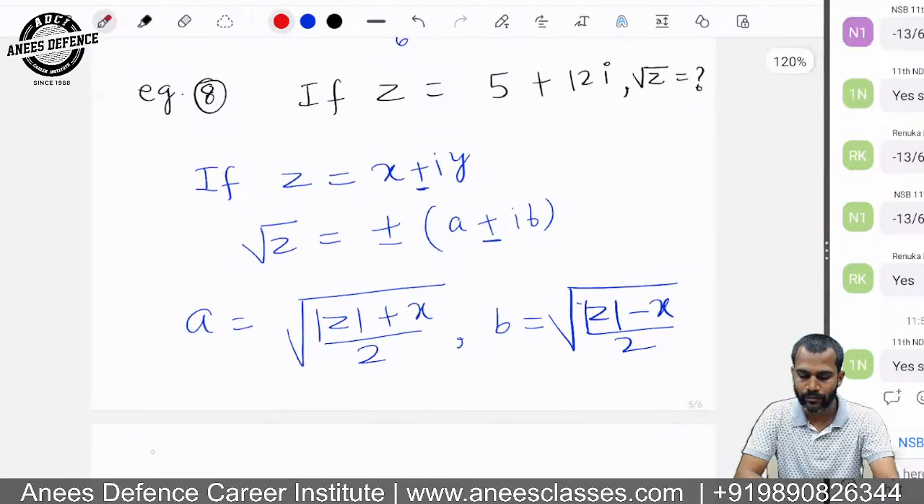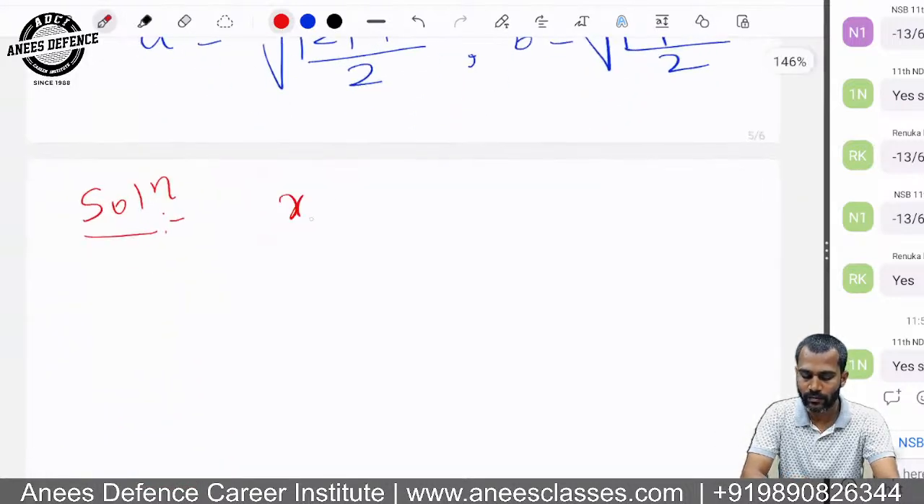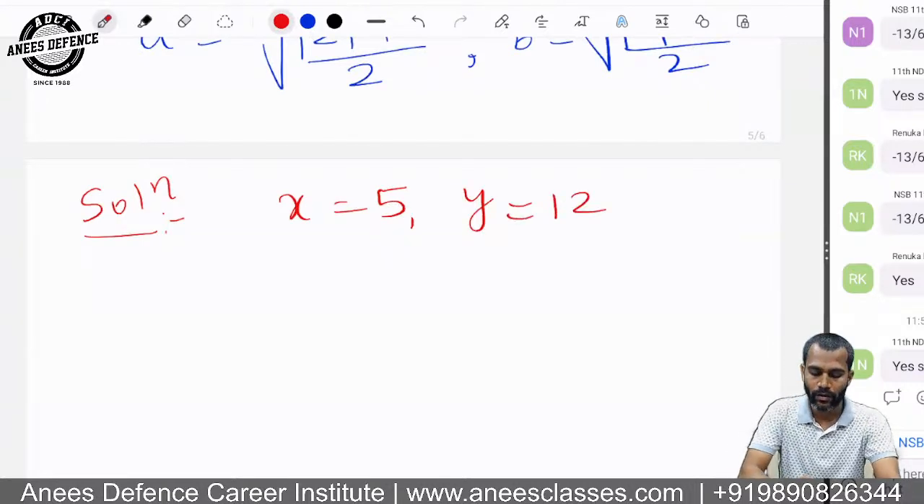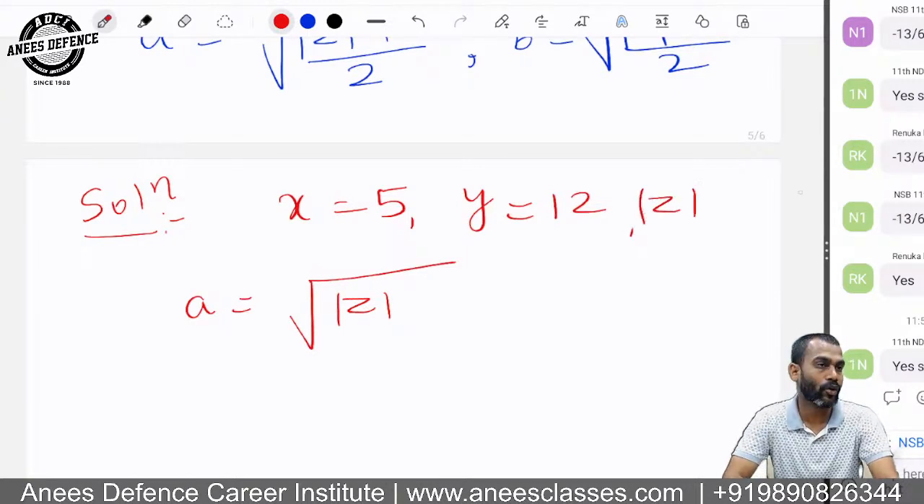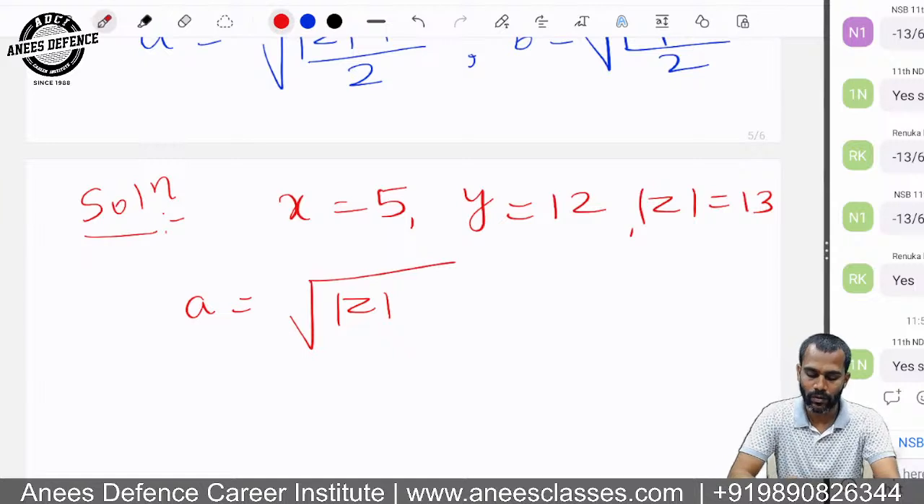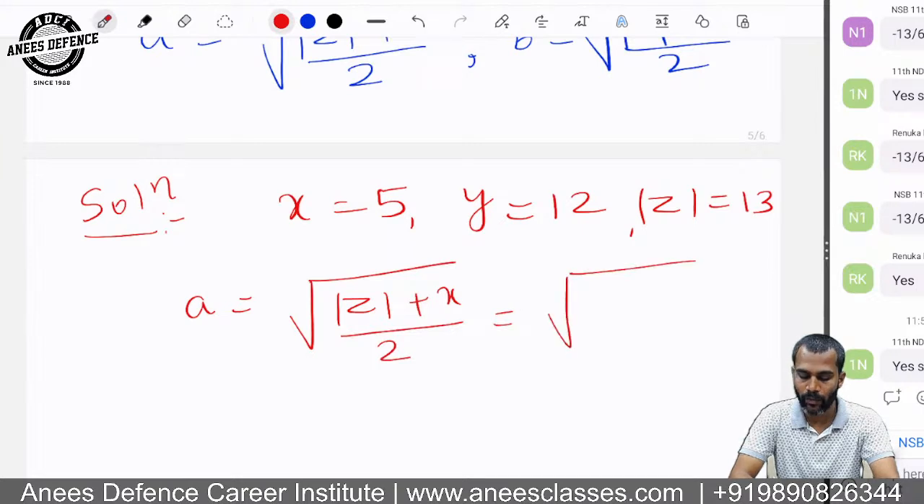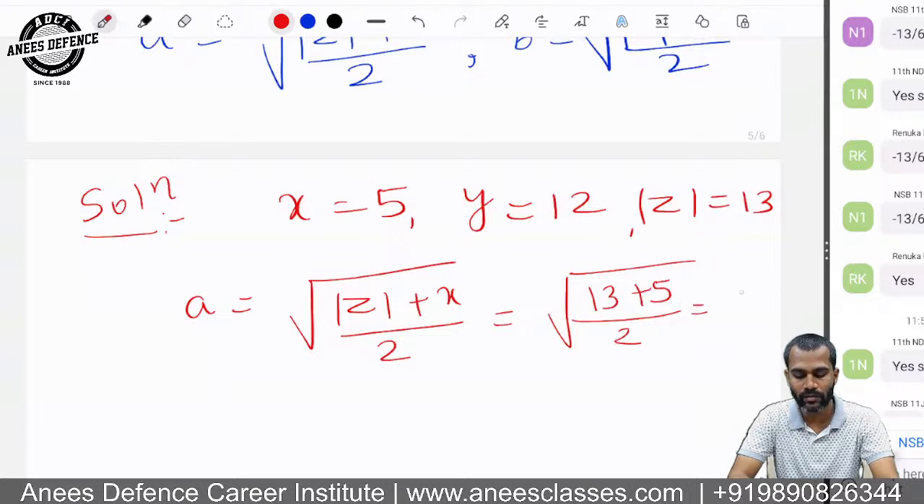What is x here? X is 5. Y is 12. Now we have to find a. What is the formula for a? Square root of modulus of z, which is 13, under root 5 square plus 12 square, Pythagorean triples. Plus x by 2. So 13 plus 5 by 2 is 18 by 2, that is 9. Square root of 9 is 3.